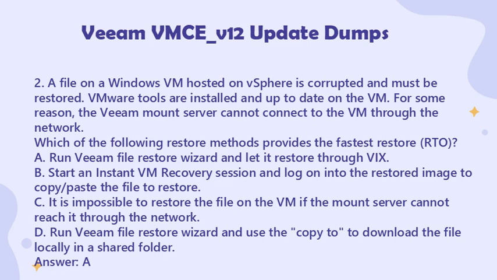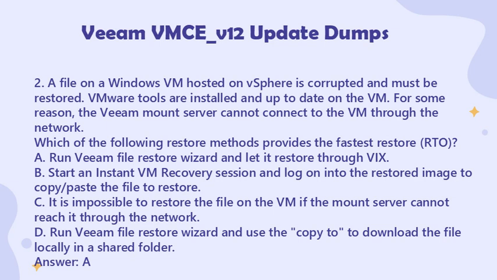2. A file on a Windows VM hosted on vSphere is corrupted and must be restored. VMware Tools are installed and up to date on the VM. For some reason, the Veeam mount server cannot connect to the VM through the network. Which of the following restore methods provides the fastest restore, RTO?